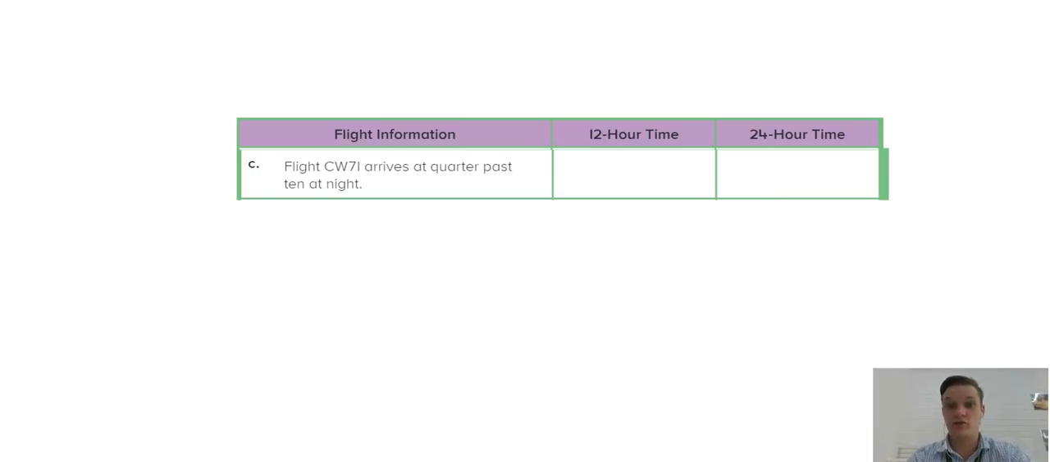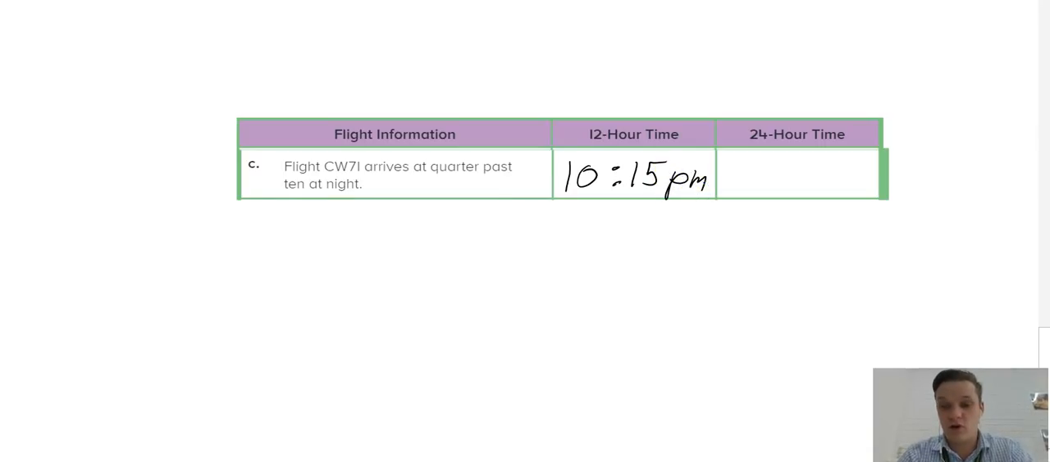Alrighty, hopefully by now you should have solved our problem. So we're looking at flight CW71 arrives at 10:15 at night. So we know that our hour will be 10. Sweet. So 10:15. Now if we looked at our clock, which I'm assuming you'll still have in front of you, 15 is 15 minutes. So we know it's 10:15, but we haven't finished our 12-hour time yet. What am I missing? I'm missing our AM or PM. Now we know it's at night, so it's going to be a PM.